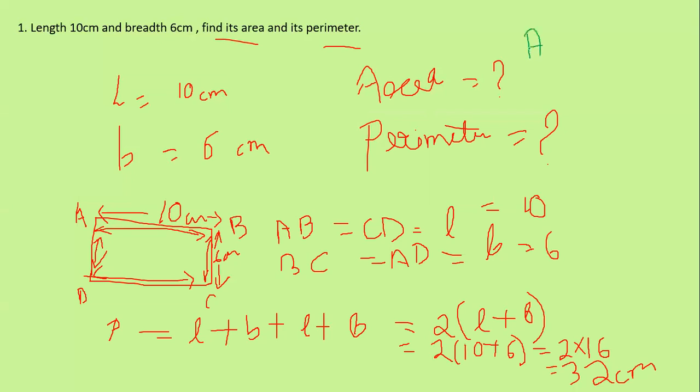So, we know the formula of area. Area means which portion? Area means the inside portion, right? That entire shaded portion is the area, I mean, the total inside portion. So area is equal to length into breadth.